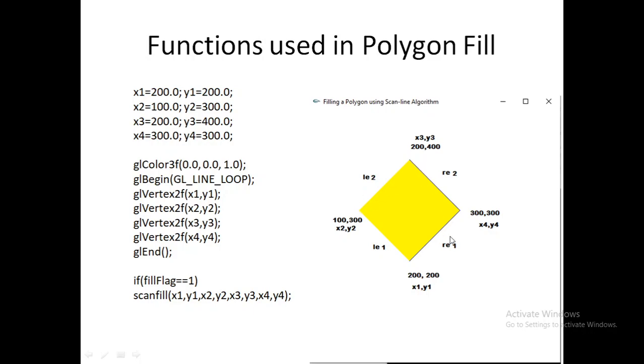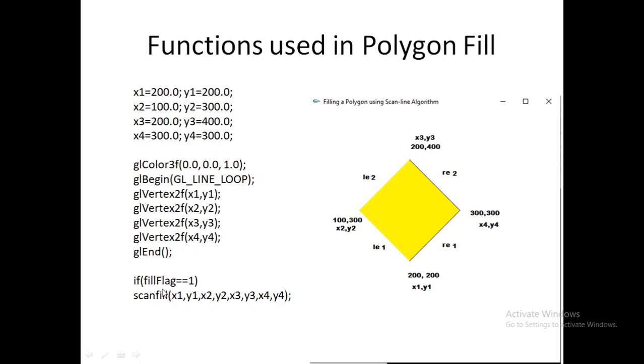And this polygon should be drawn. So glColor RGB: a blue color, only an outline polygon, will be drawn. glColor, blue color I have set, glBegin, glEnd, GL_LINE_LOOP. This line loop will be drawn from x1, y1 to x2, y2, x3, y3, x4, y4. All these values are connected, so one polygon is drawn using these lines.